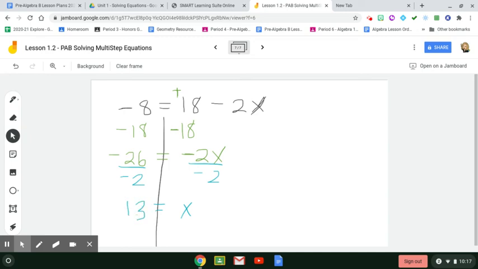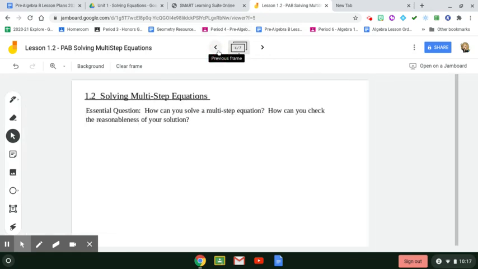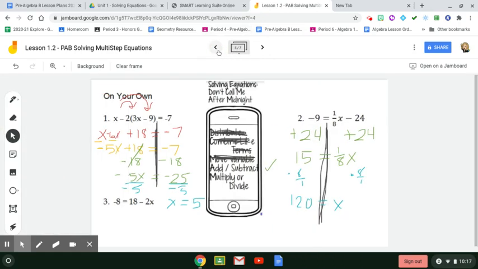Okay, so I hope you did well on those. For any problems that you're going to practice, I highly recommend that you keep coming back to this checklist, the "Don't Call Me After Midnight" thing. So what's "Don't Call Me After Midnight"? It's a nice little acronym for you to remember how to solve equations properly. So remember, the D stands for distribute.